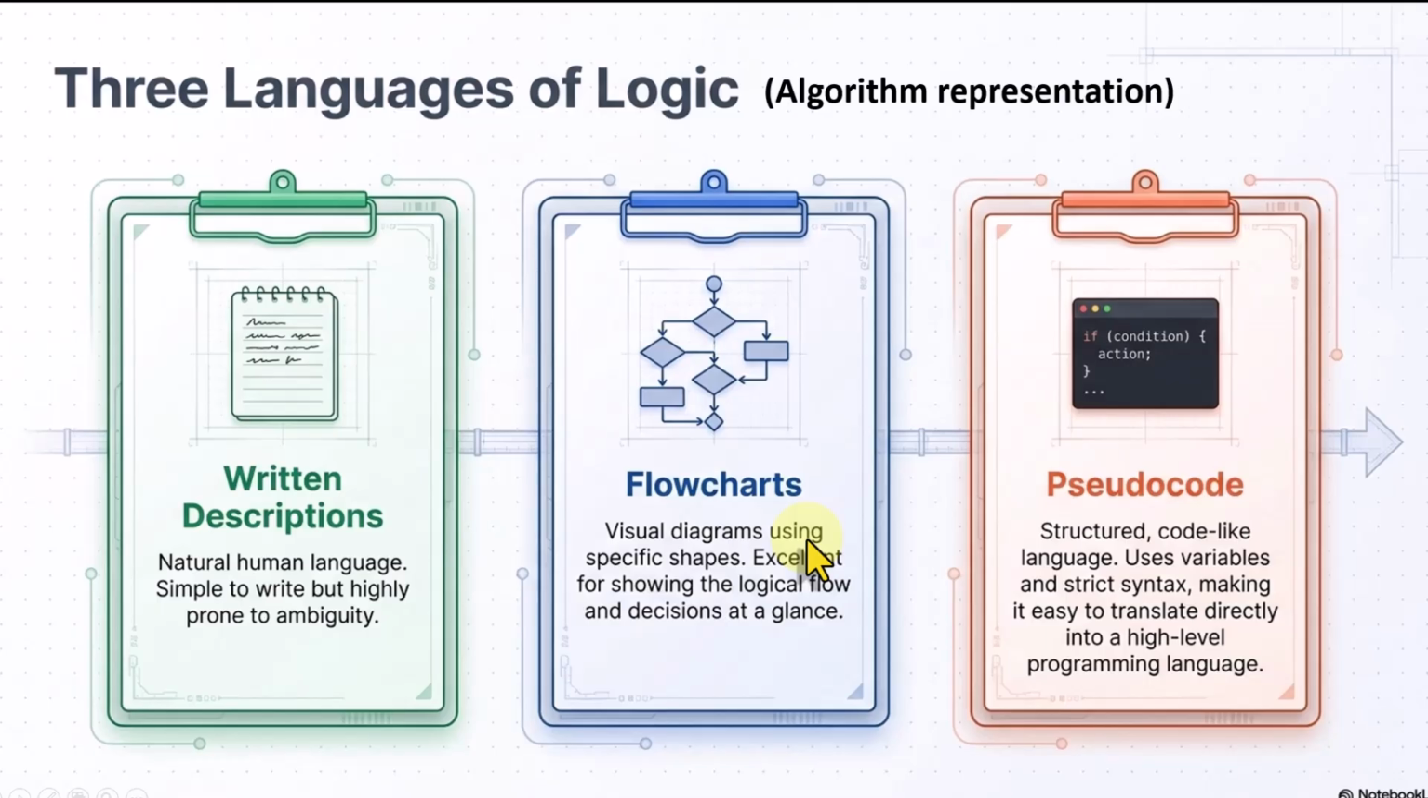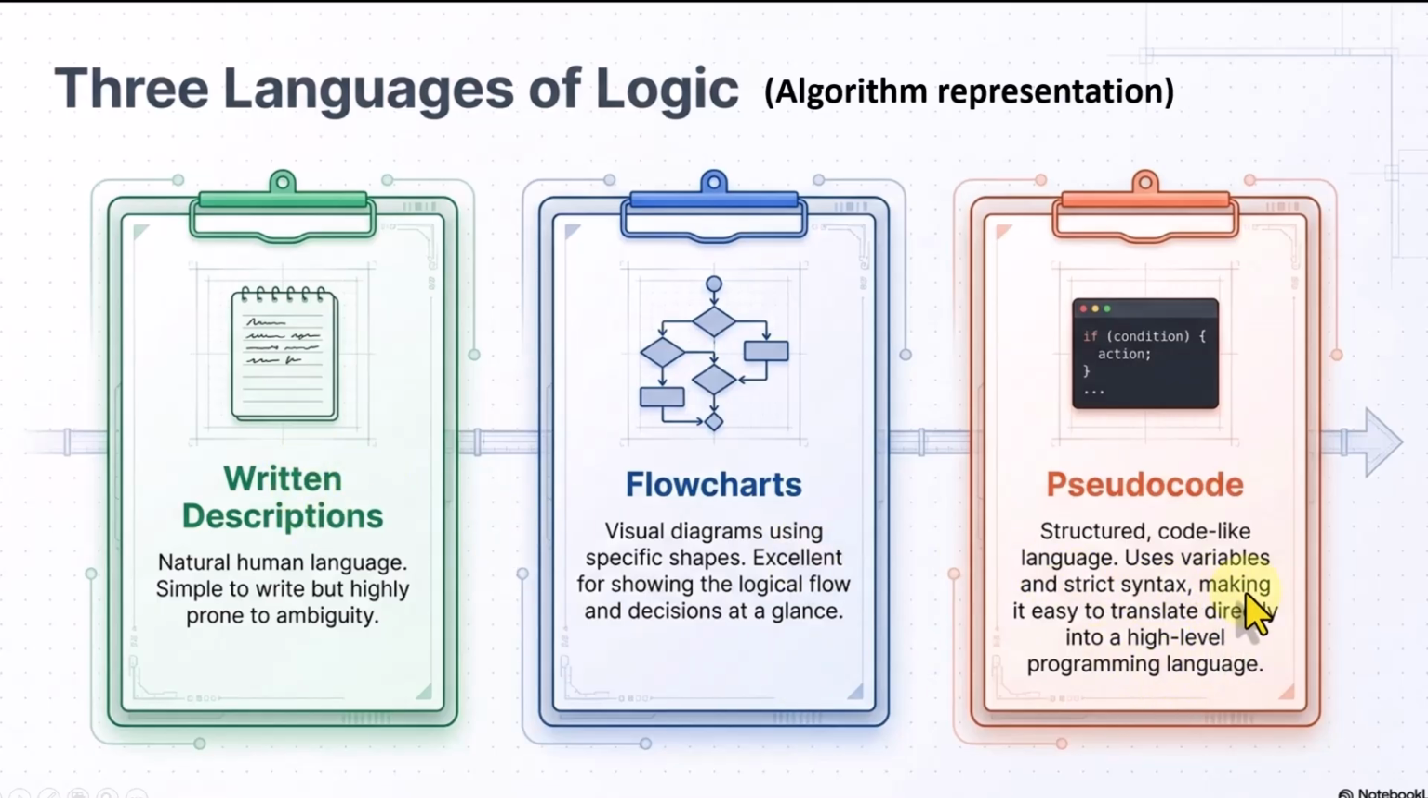And the next one is pseudocode. Pseudocode is a structured, code-like language. It is not specifically code or related to any specific language, so you have to just understand that. It uses variables and strict syntax. Not so strict, but again, it is more strict than a written description.